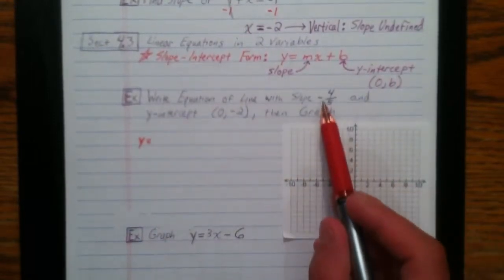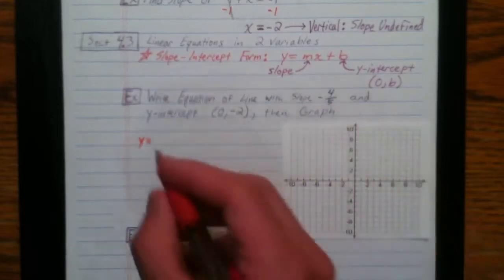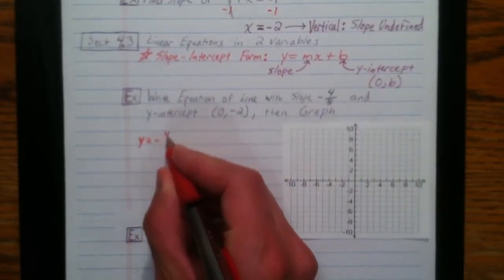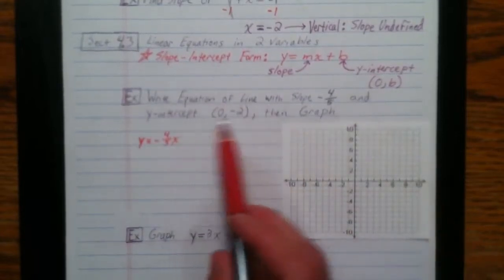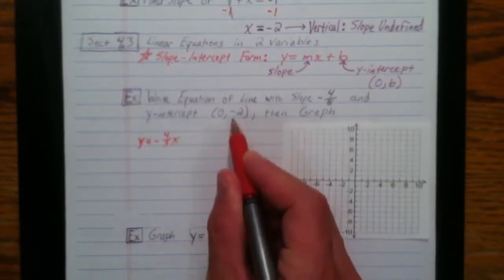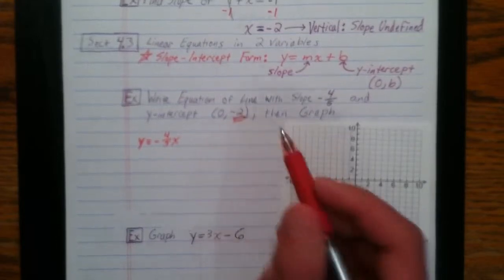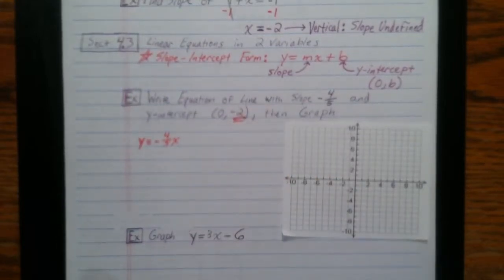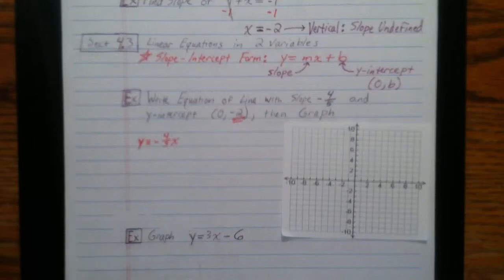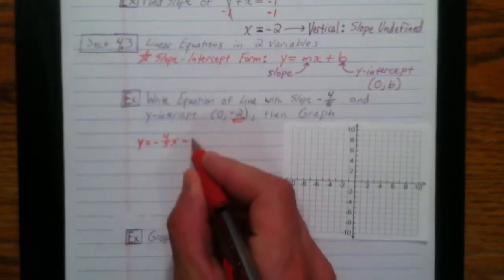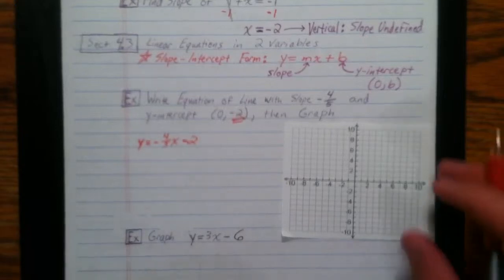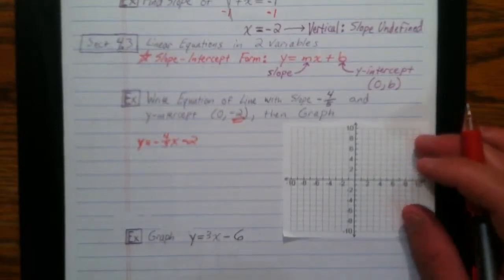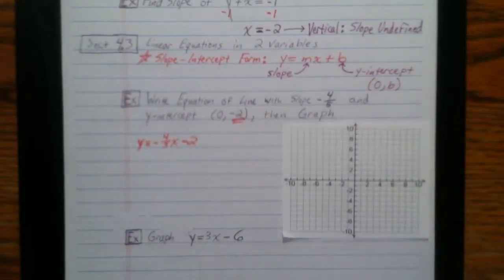If our slope is -4/5, that tells us the number that's going to be attached to x. And then the y-coordinate of our y-intercept is -2. So that means on the end of this equation we're going to have a -2 rather than a +2. So then we want to graph this equation: y equals -4/5 x minus 2.